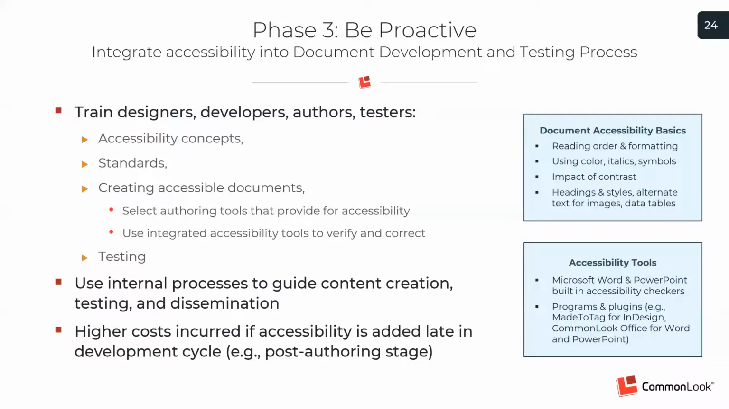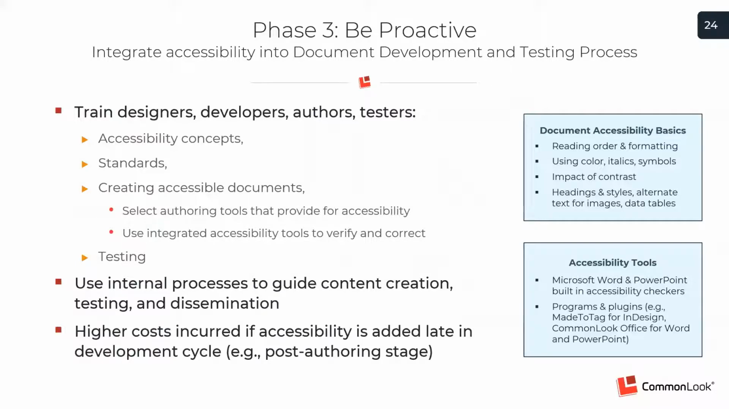But now it's time to start being proactive within your organization. So how do you do that? What do you do? It involves training. It involves creating a program within your organization. It involves an executive buy-in that people within your organization are going to demand that documents are accessible and have some kind of a process.